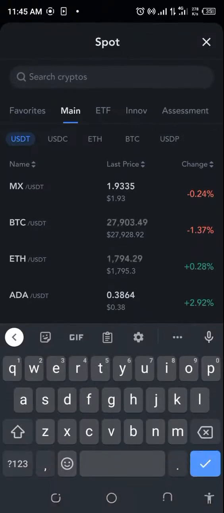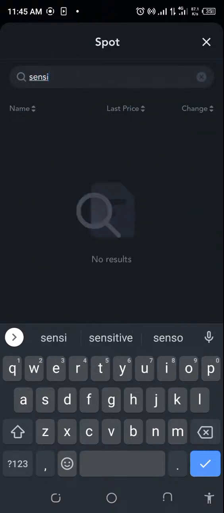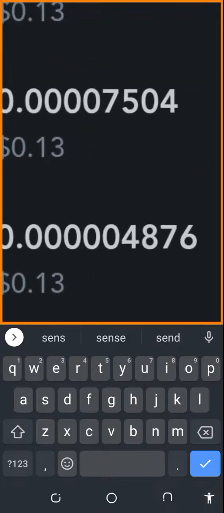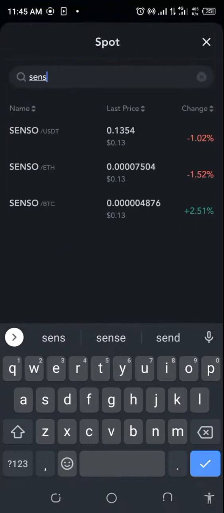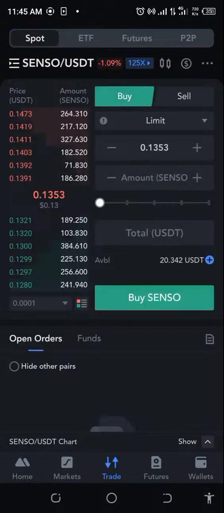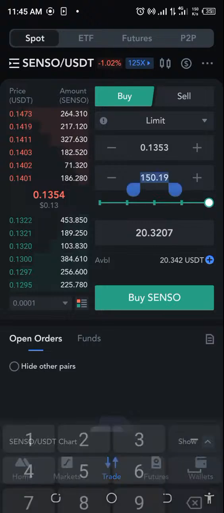So let's check on ETH. That should be Senso. Okay, Senso ETH. Well, everything still looks like it's the same price, but let me go back and try this out and then try to sell to ETH. Maybe that would be a better option. You can see now it's gone down to 150.19. Okay, so let me try and copy this.